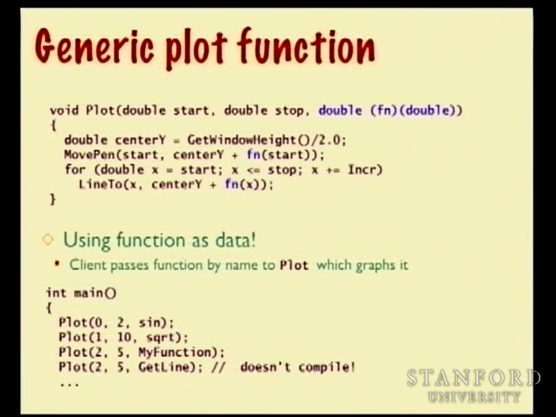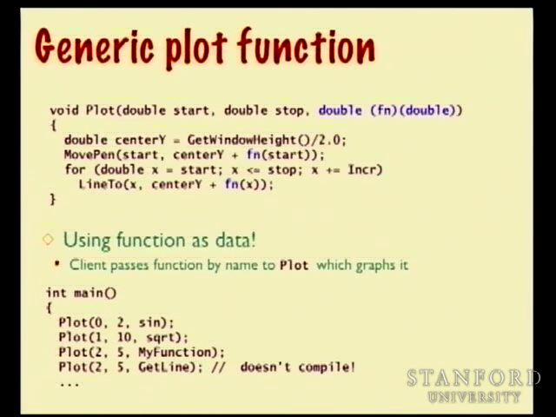So in this case, I've added that third argument that I wanted to plot. And this syntax here that's a little bit unusual to you, and I'll kind of identify it, is that the name of the parameter is actually fn. Its name is enclosed in parentheses there, and then to the right would be a list of the arguments or the prototype information about this function, and on the left is its return value.